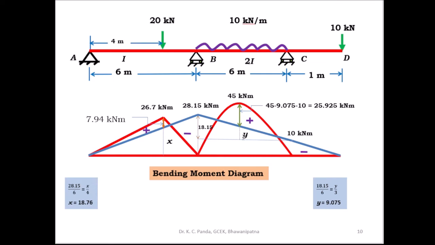After knowing the y value, you know the total ordinate here is equal to 45 kilonewton meter, y is equal to 9.075 kilonewton meter, and this ordinate is equal to 10 kilonewton meter. This is the free bending moment diagram, and this is the support moment diagram. So 45 minus 9.075 minus 10 is equal to 25.925 kilonewton meter. The positive moment at the midpoint of span BC is 25.925 kilonewton meter.